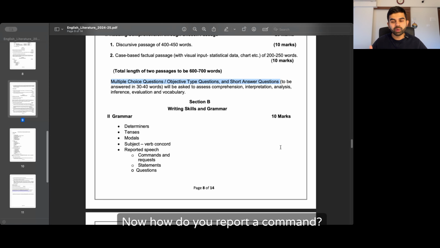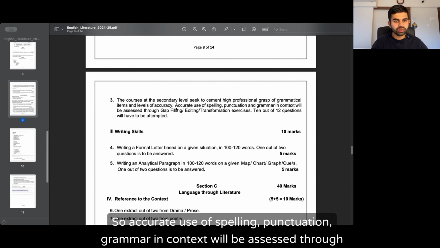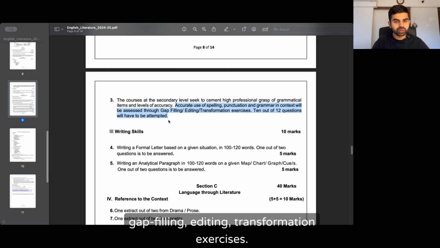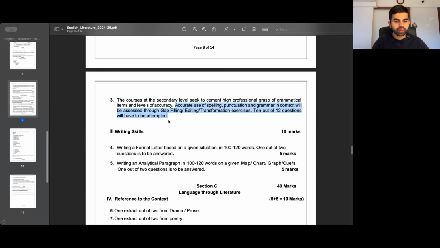Now, how do you report a command? How do you report a statement? How do you report a question? That's what this part sort of entails. And here is their assessment criteria. So, accurate use of spelling, punctuation, grammar in context will be assessed through gap filling, editing, transformation exercises. So, 10 out of the 12 questions have to be attempted.